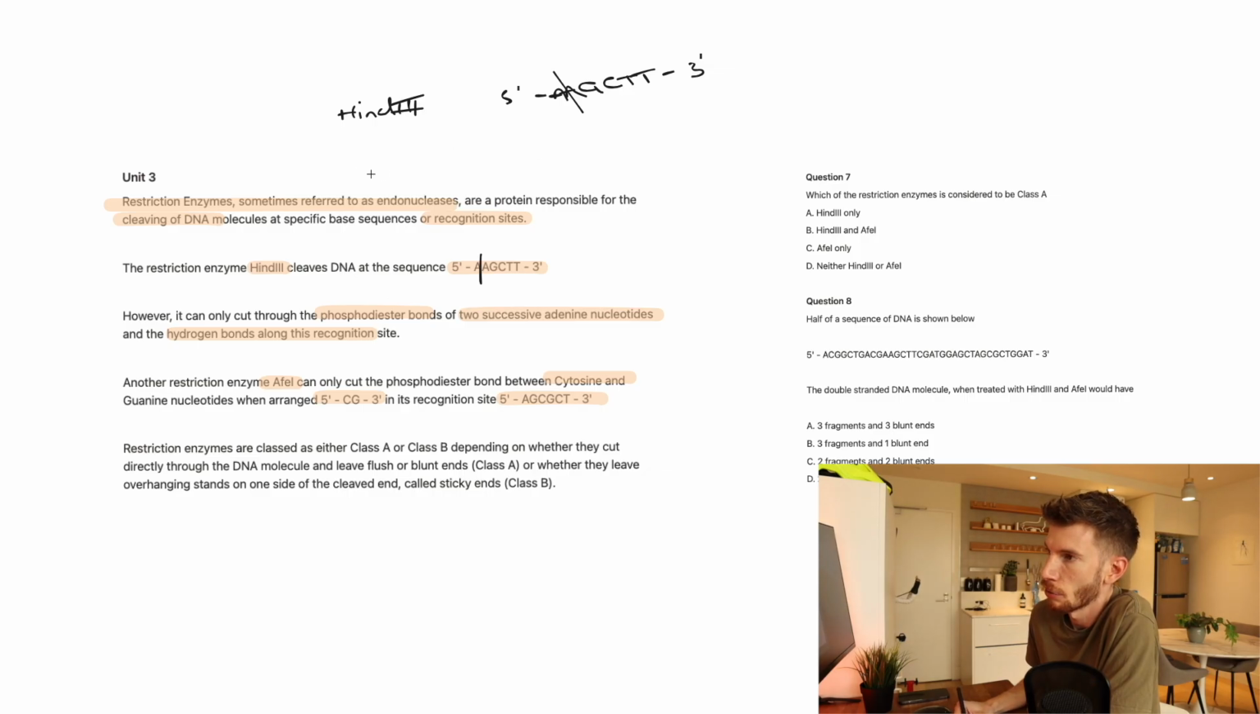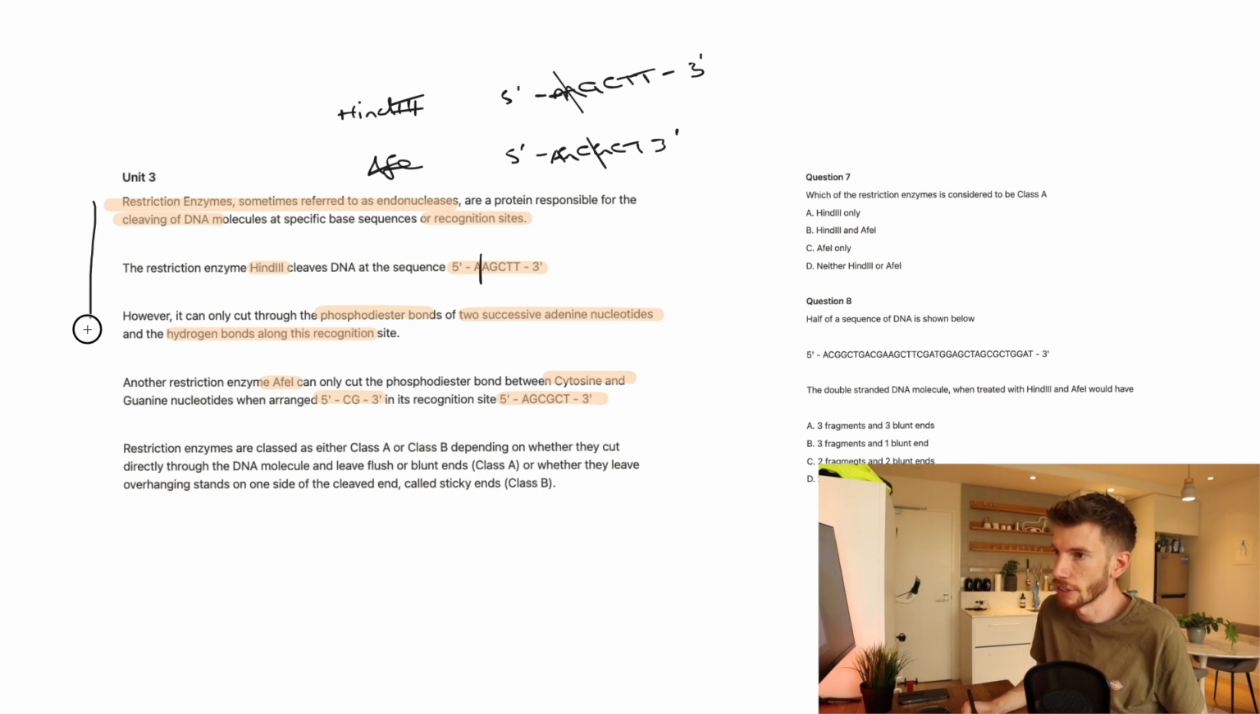And then the other one was AFE, 5' to 3', and the same thing, write down its sequence, AGCGCT, and it says that it cuts only through CG. So I look for where I see CG, there it is, and there's nowhere else it cuts there. That's going to summarize everything from here to here now, really quickly.